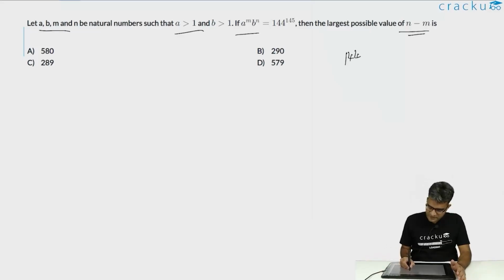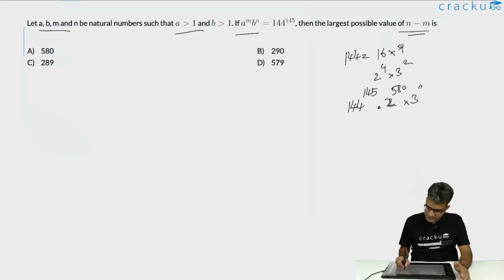What is 144? 144 is 16 into 9, which is 2 to the power 4 into 3 square. This is the value of 144. So 144 to the power 145 is equal to 2 to the power 580 into 3 to the power 290.